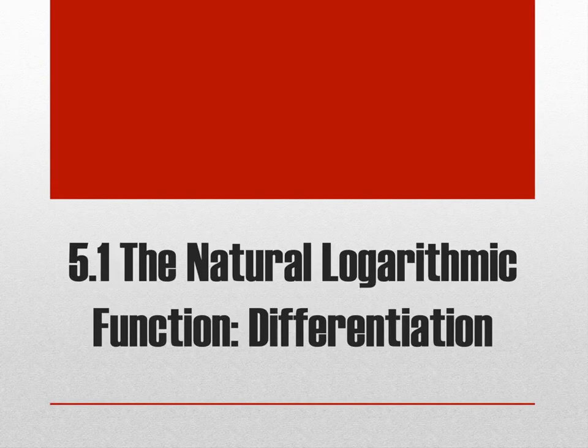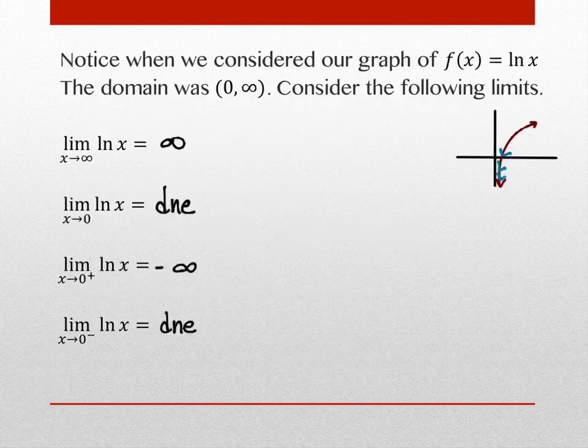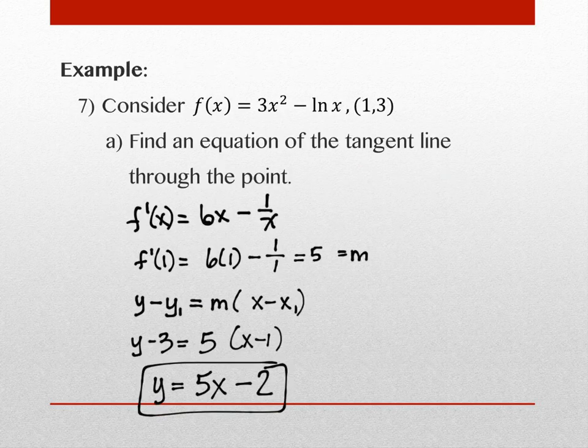All right, we're in 5.1. We're going to finish this one up today. We had left off on number 7, and we had found the tangent line. So we had our equation 3x squared minus the natural log of x, and we had found a tangent line at the point (1, 3) to be y equals 5x minus 2.